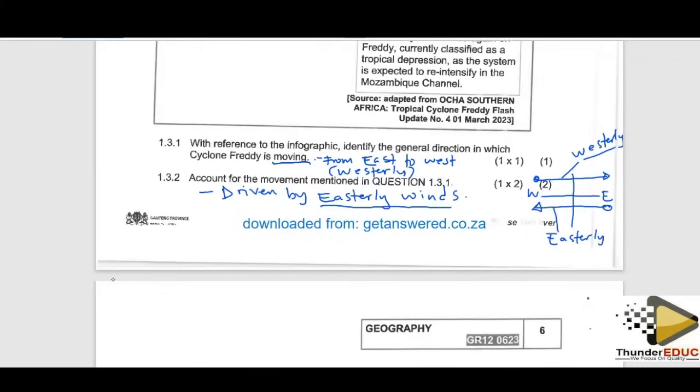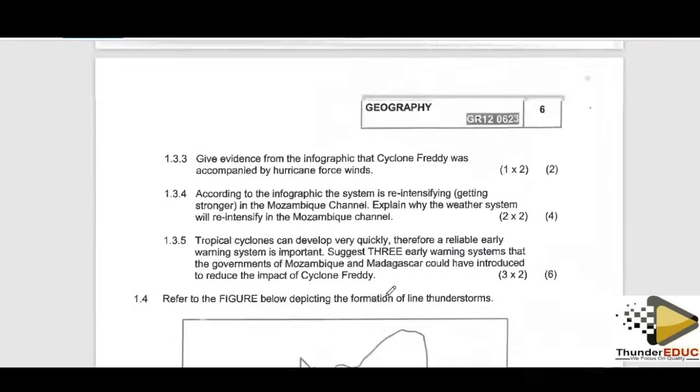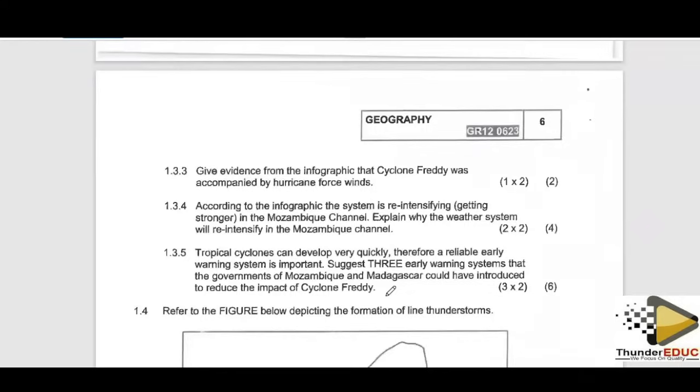All right. So let us proceed to our next question, which says, give evidence from the infographic that Cyclone Freddy was accompanied by hurricane force winds. Remember, evidence refers to proof. You need to give proof from the infographic that Freddy was being accompanied by hurricane force winds.